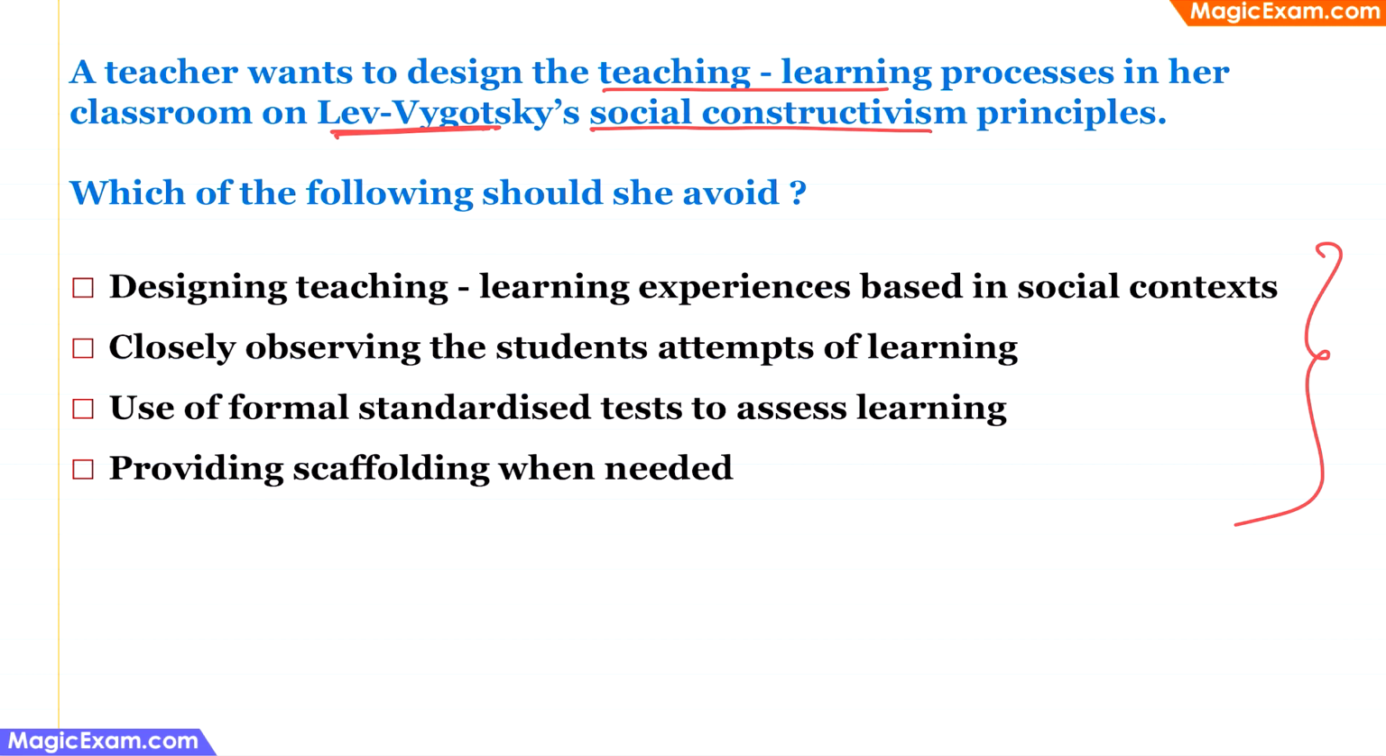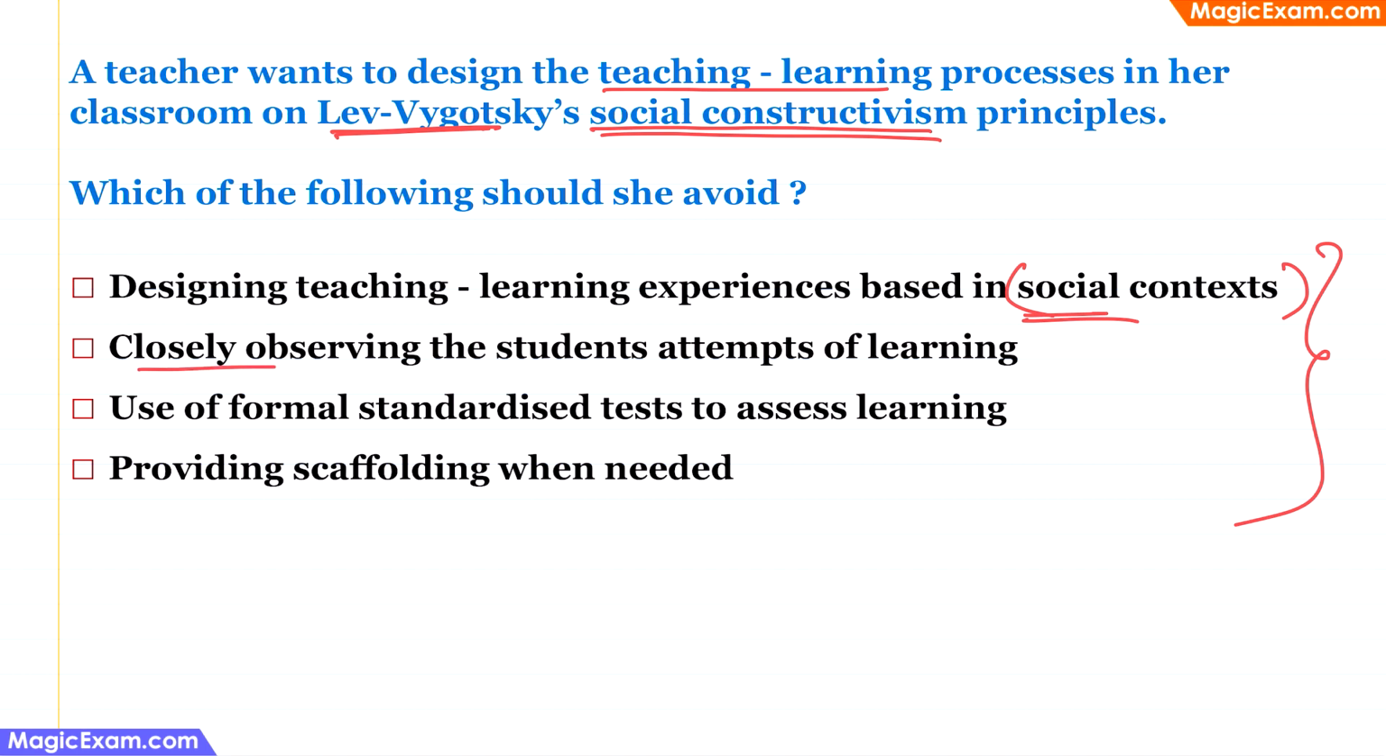Now, the first one says designing teaching and learning experiences based on social context. Now, Lev Vygotsky gave a lot of emphasis on the fact that children learn through social interactions. Therefore, designing teaching learning experiences based on social context is a social constructivism approach. Therefore, this cannot be the answer choice. Next one, closely observing the students' attempt at learning.